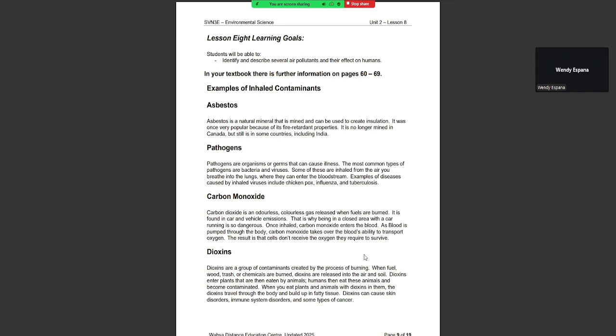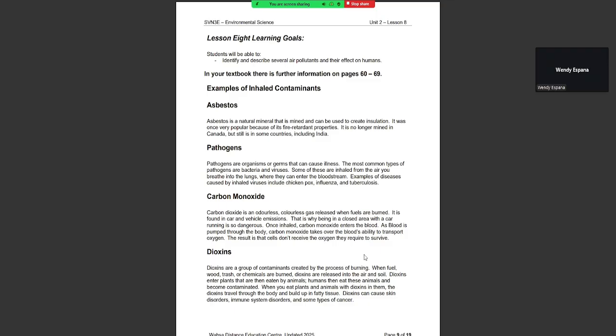Another contaminant is dioxins. They're created when we burn things. So anything like any fuel, wood, or we're burning garbage, something like that, these dioxins are released into the air or the soil around where you're burning, and they can enter into plants. Then the consumers eat the plants. Maybe we eat the plants and animals that have dioxins in them, and then they build up in fatty tissue.